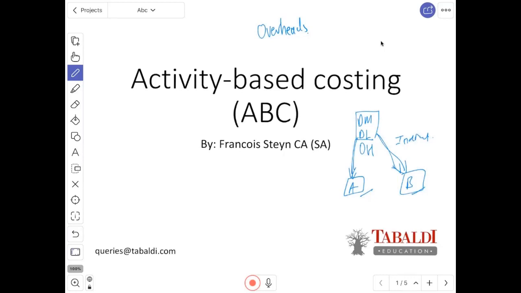And what I like to see in my head when I see overheads is a bucket. This could also be a T account, and it will be a T account. If you understand T accounts, that's the best approach. But this bucket is my overhead bucket, or my overhead T account.